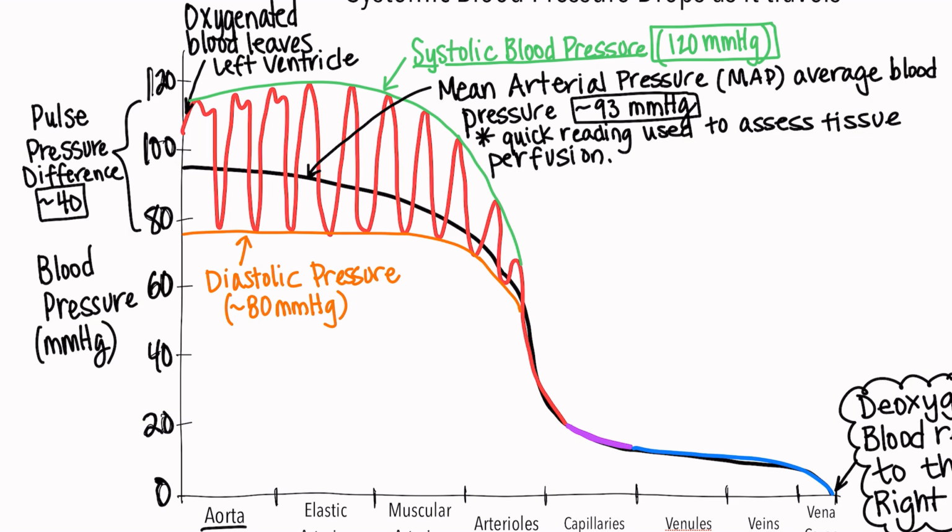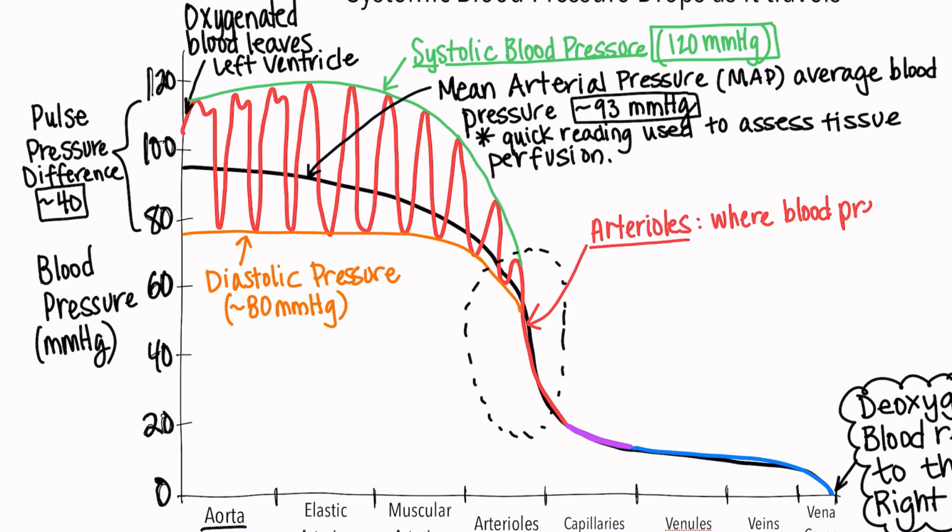Now, let's look at what I think is the most interesting part of this graph, and that's right here in these arterioles. These are the arterioles, and this is where blood pressure drops the most. And there's a lot of these vessels, and if they're all constricting at the same time, or many of them, they can have the biggest impact on systemic blood pressure.